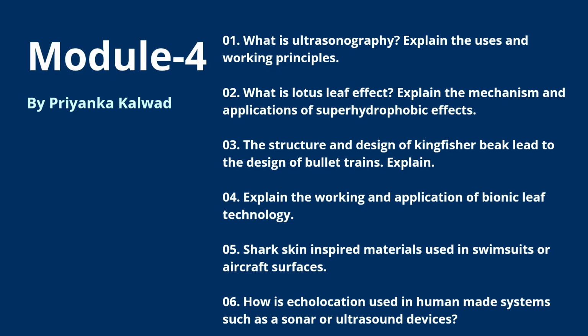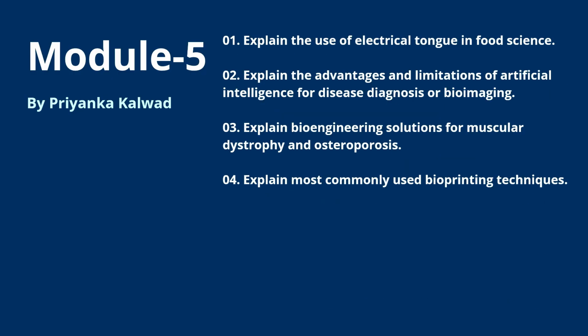So moving on to the next module, that is module 5. I have picked 4 questions. The first question is explain the use of electrical tongue in food science. Second, explain the advantages and limitations of artificial intelligence for disease diagnosis or bioimaging. Third, explain bioengineering solutions for muscular dystrophy and osteoporosis. Fourth, explain most commonly used bioprinting techniques. Fourth question is important. It always appears in your exam.